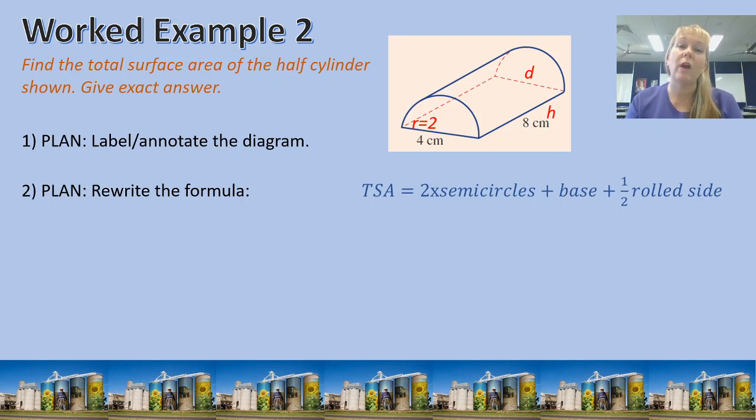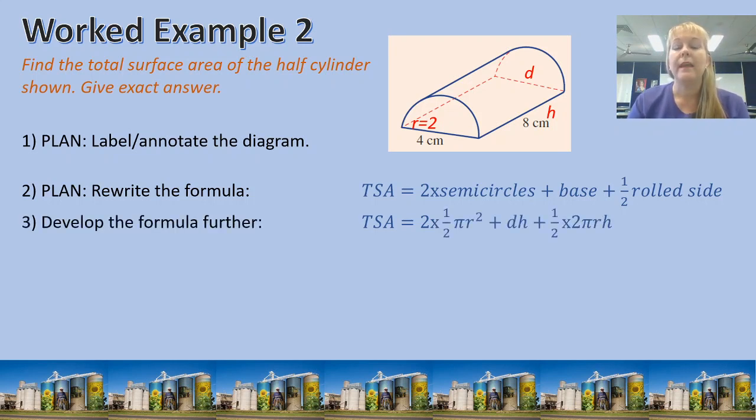Now I can simply rewrite this formula and I'm using words to describe what I'm doing here. I've got 2 semicircles, a base and half of a rolled side. Now I'm going to make this into a formula by developing it a bit more using some letters that I've got from my diagram. I've got 2 times a half a circle's area, that's why it's half pi r squared, plus d, that diameter multiplied by the height, which is going to be that area of my rectangular base, plus a half of the 2 pi RH.